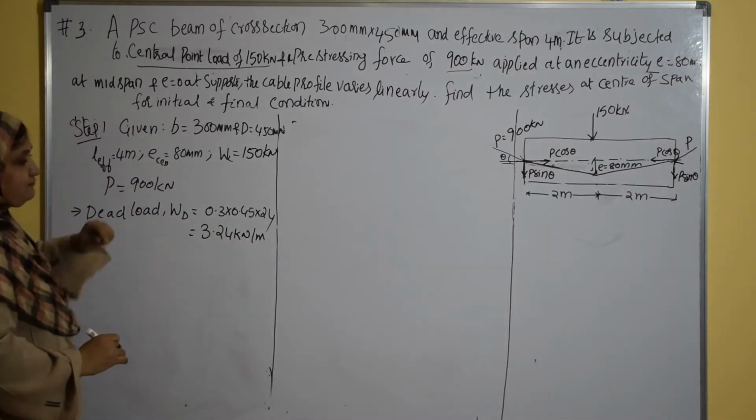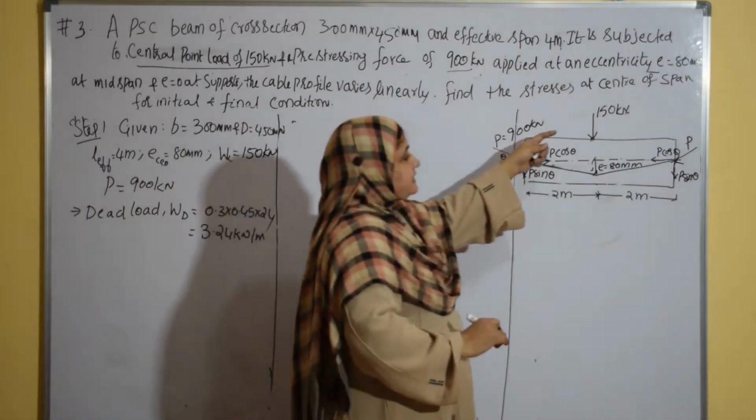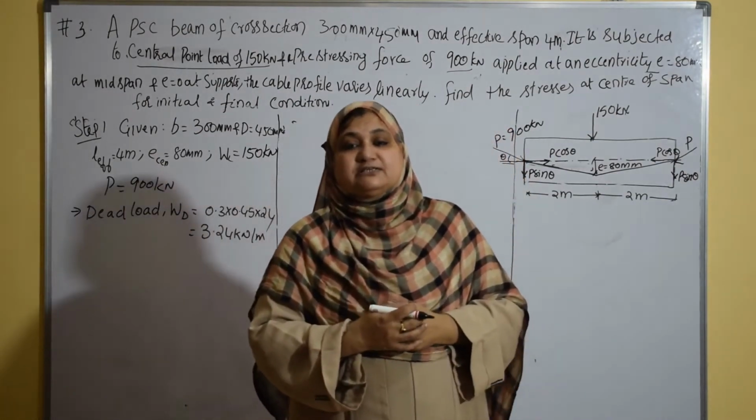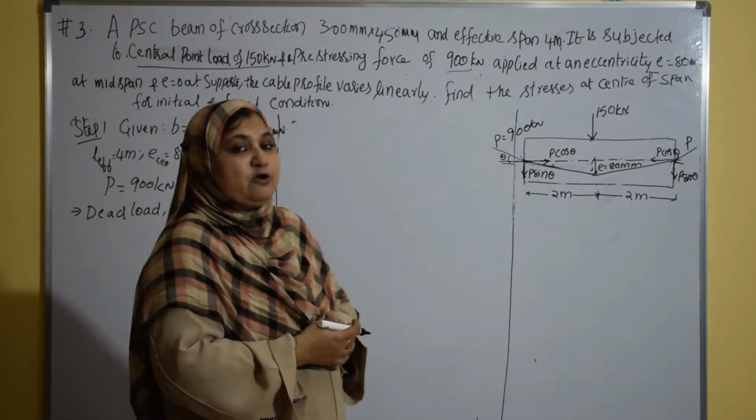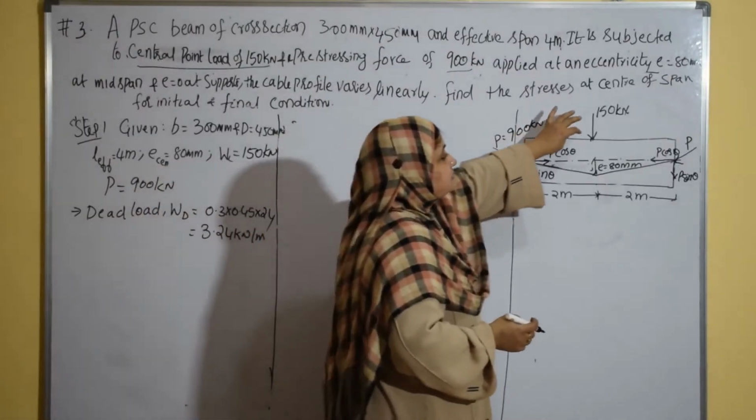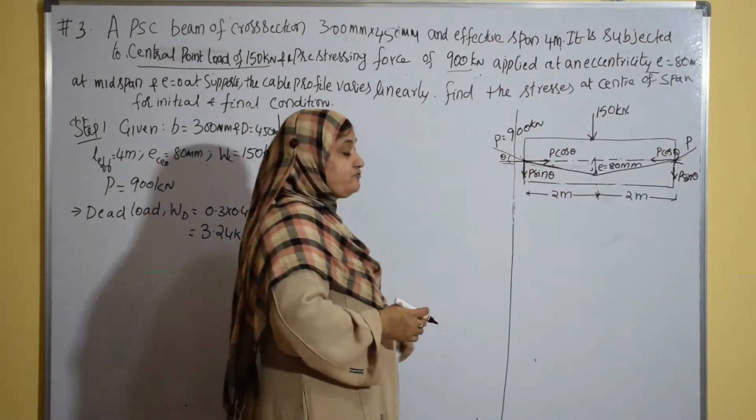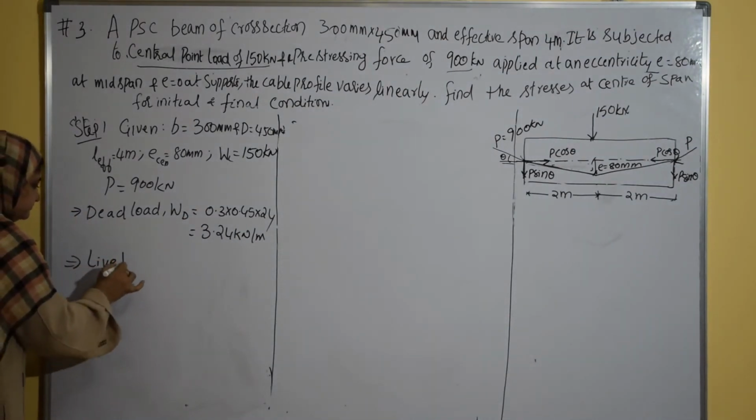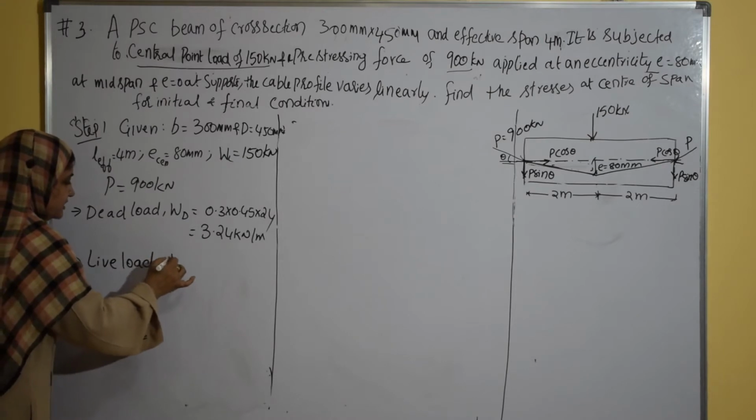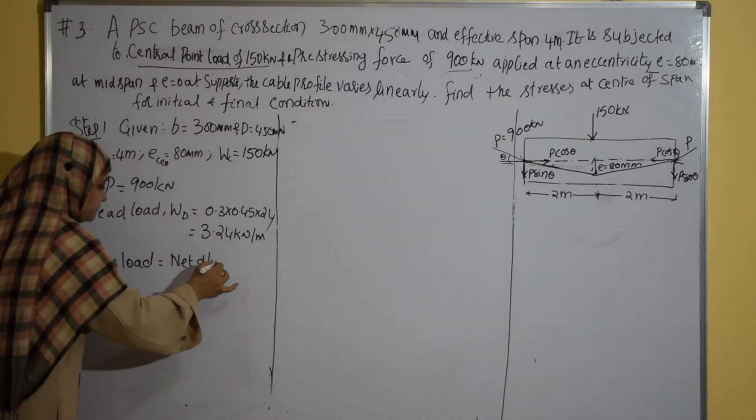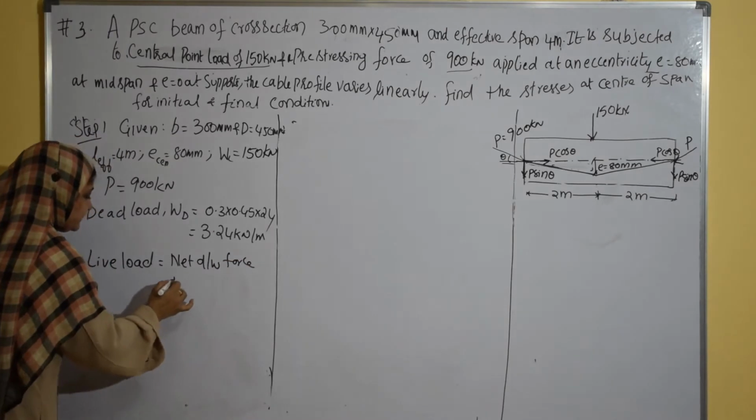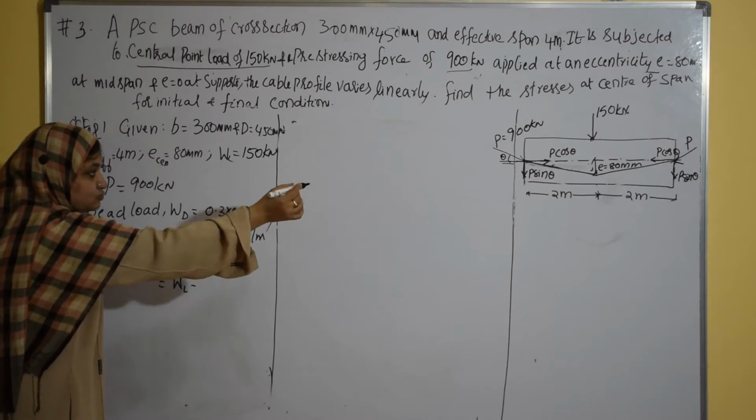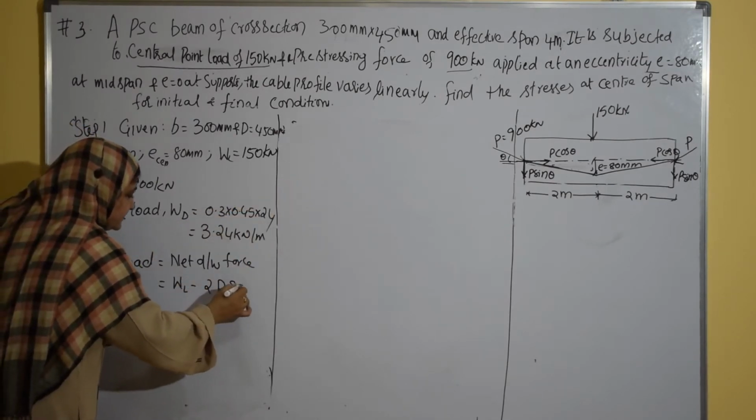Now coming to live load. You see, live load, we cannot take it directly as 150 kilonewton. We have to negotiate with the impact of pre-stressing force component. The two pre-stressing components will try to reduce this downward load. So the net downward force I will write now. So live load is equal to net downward force. So what is it? It is WL minus, there are two components of sin theta, 2P sin theta.